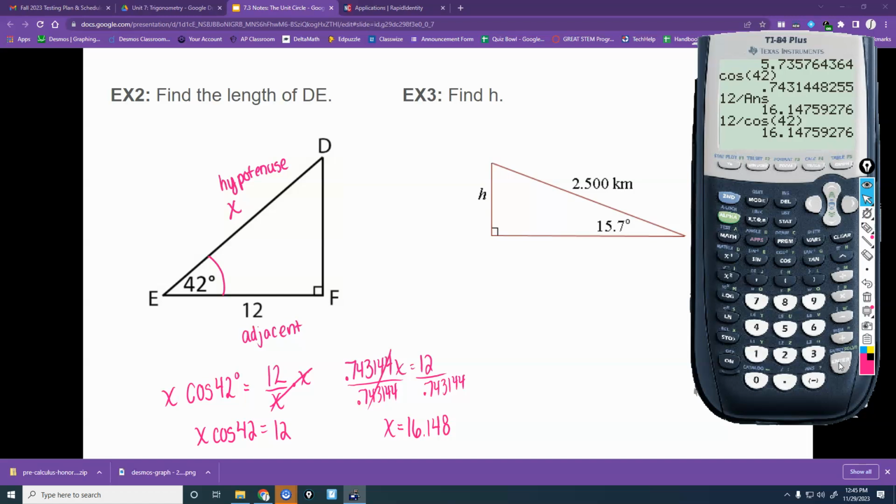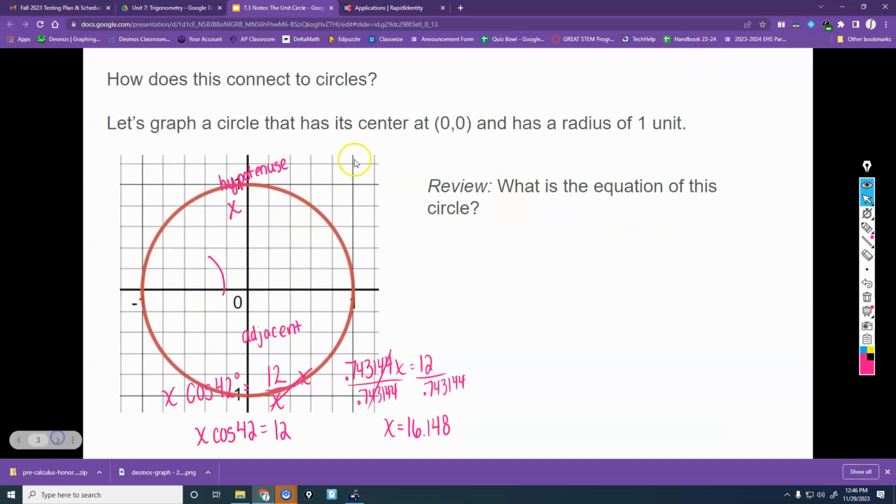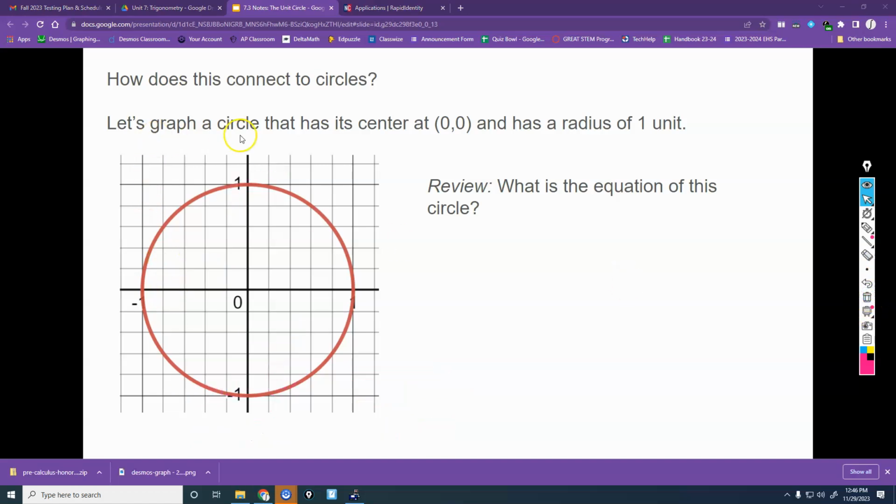And I'm going to skip 3 because we don't need to spend too much time on this here, which is another type of problem like this. So what we're trying to do today is we're trying to take this idea of triangles and connect it to what's called the unit circle. So the unit circle would be what we get if we graph a circle that has its center at 0, 0, and a radius of 1 unit.